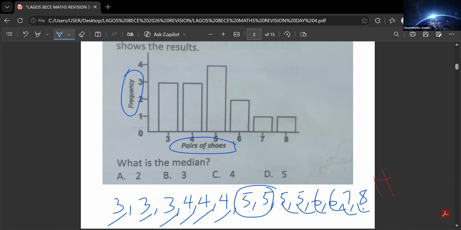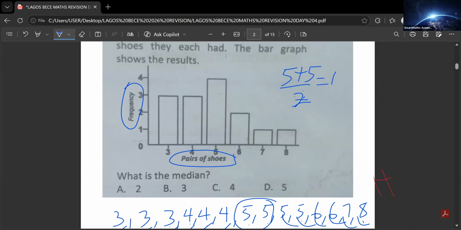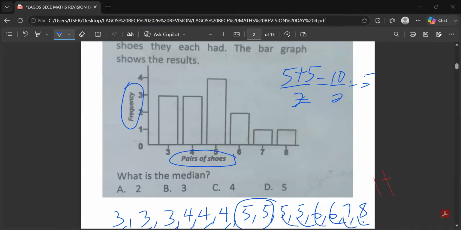When you have different numbers, you do the same thing I'm going to do now: 5 plus 5 divided by 2. That is going to give us 10. 10 divided by 2, which is going to be what? 5. So the answer is 5. I hope that is clear. That is the best way to do this one. I believe that is clear to you.